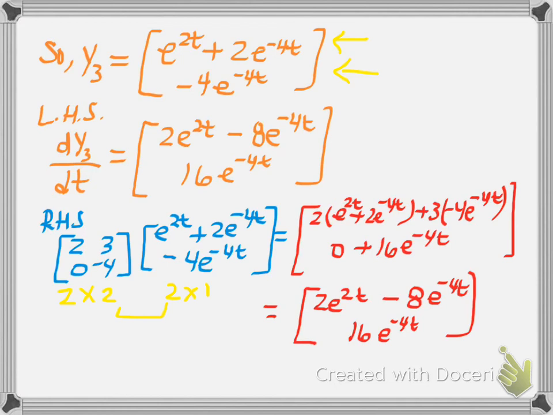Now this is some Calc 1 review. If you take the derivative of each of our entries, then the derivative of the top using chain rule, that first entry, is going to be 2e to the 2t minus 8e to the negative 4t. Hopefully you guys remember that. And then the derivative here is going to be a positive 16e to the negative 4t. So this right here is our left-hand side. Now, to show y sub 3 is a solution, we have to show that the right-hand side is also equal to the left-hand side.